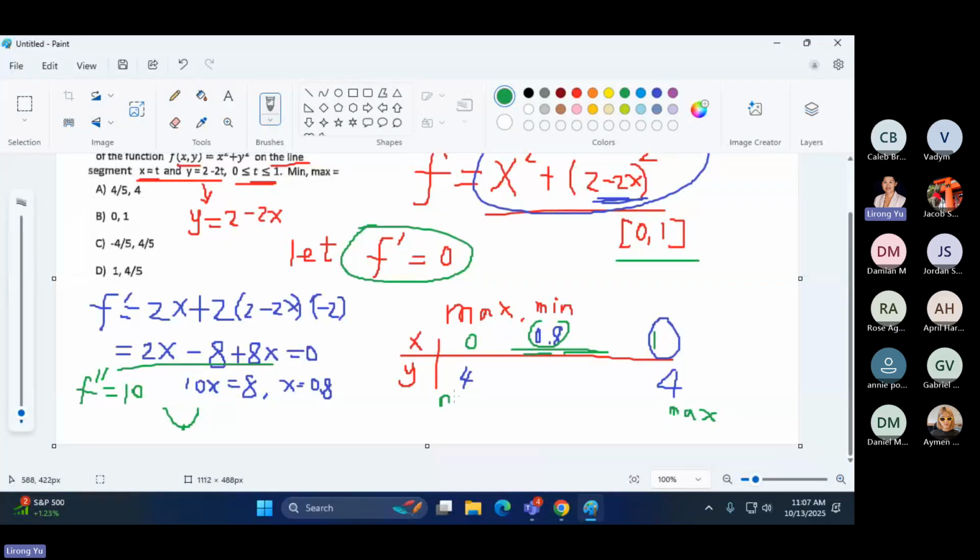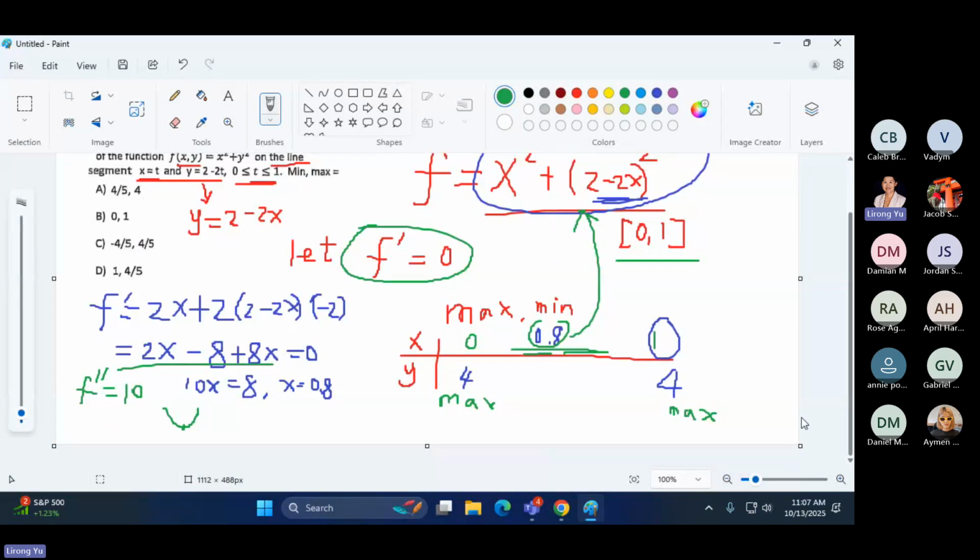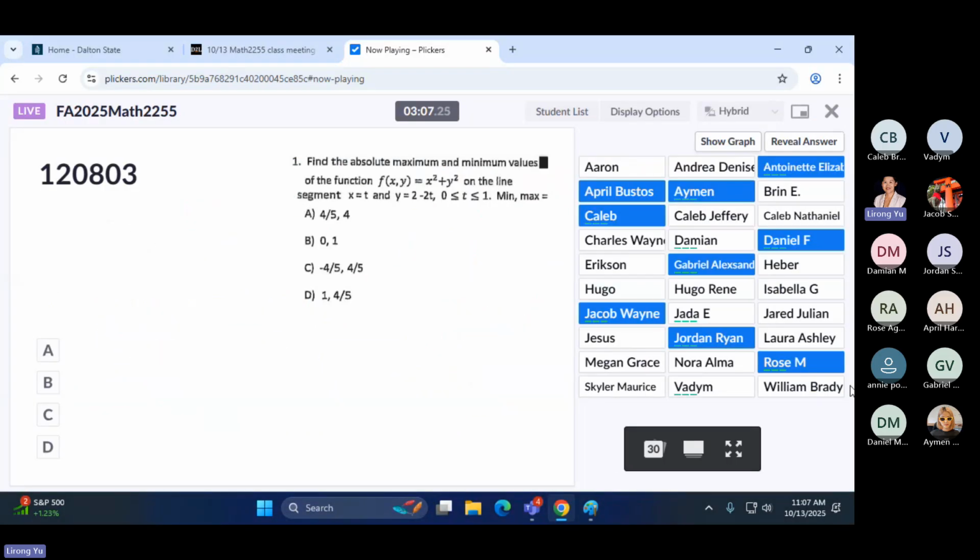These two are the maximum. Not sure what the minimum was. You have to plug 0.8 into your function to determine that, and that should be everything. So 4 would be the maximum. The other one is the minimum, and then let's see all the answers so far.